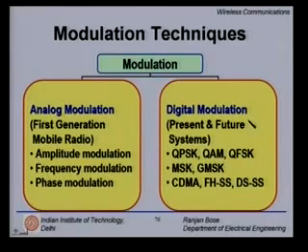The other technique is digital modulation, which is used in the present mobile communication systems as well as in the future mobile communication systems. We will also consider the advantages of digital modulation techniques versus the analog modulation techniques. Some of the examples are QPSK, QAM, QFSK, MSK, GMSK, used in GSM standards, CDMA, and then some spread spectrum techniques used in WCDMA or CDMA 2000 standards. Here, another emerging technique for wireless communication is the pulse position modulation or a combination of PPM and PM for ultra wideband communications also.